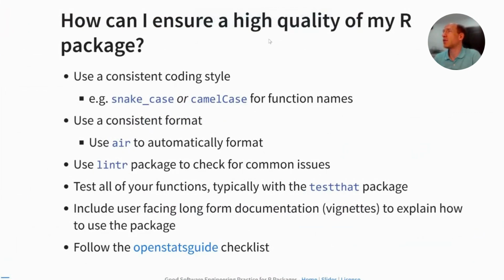So basically, high quality of your package comes mostly from a few things, right? It comes from the style, which should be consistent, also regarding the format. Recently, there's a very nice new tool called Air, which is highly recommended to automatically format files as you save them, very, very quickly. There's also another companion package, lintr, which has been around for a long time already, that checks your style and gives you error messages when things go wrong.